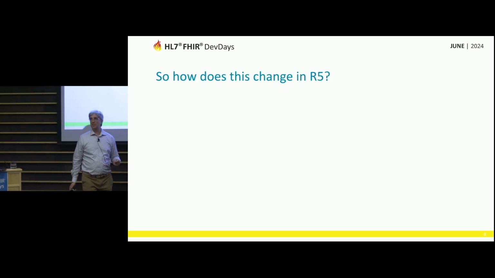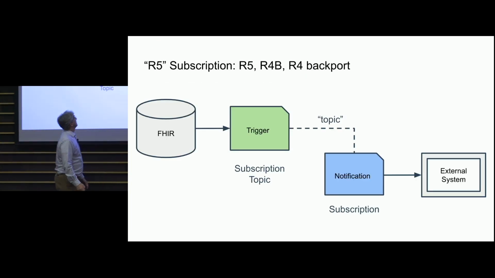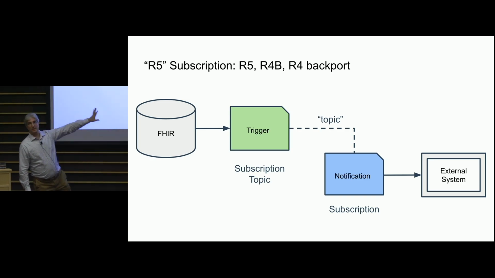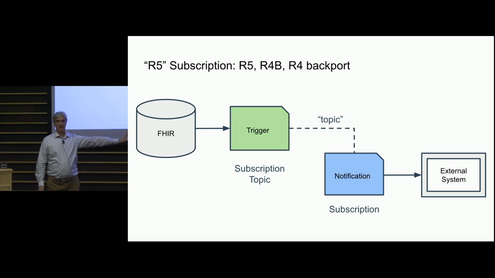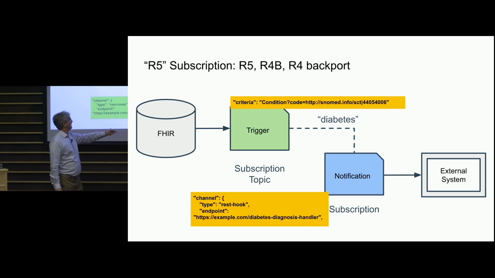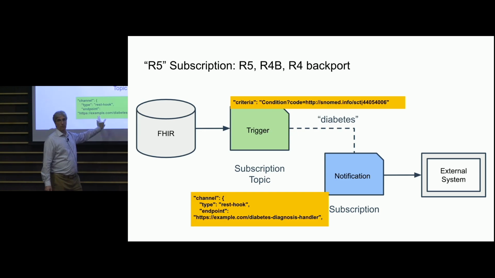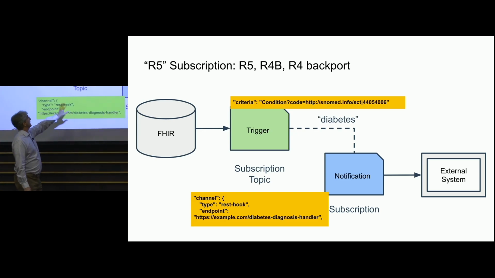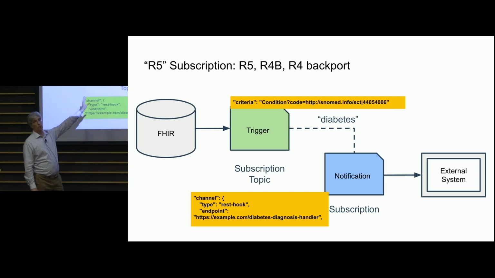All right, so how does this change in R5? Fundamentally, the main thing that changes is the trigger and the notification now live in two separate resources. If we look at our diabetes example, the details about what to do when this trigger happened stay in the subscription. But the trigger, what we are watching for, moves to a new resource type called subscription topic. These two are linked with a string, which is the name of the topic.